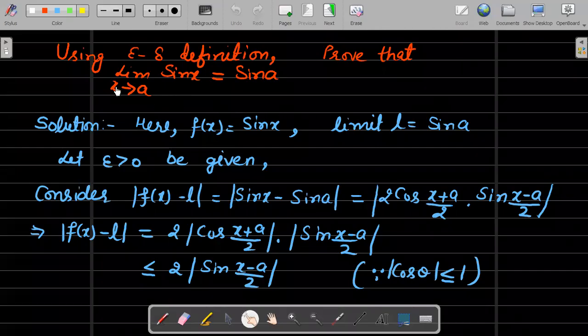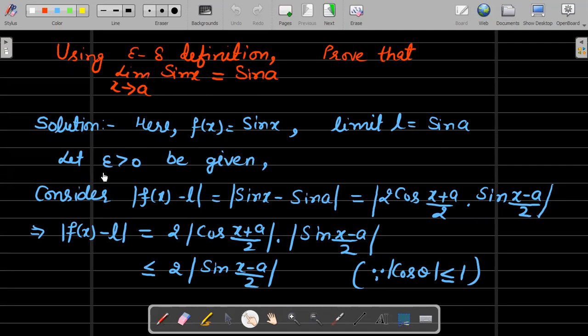Here, our question is: using the epsilon delta definition, prove that the limit as x approaches a of sin x is equal to sin a. So, we have to prove sin x approaches sin a when x approaches a. The solution is: we assume f(x) equals sin x, our limit L is equal to sin a, and x approaches a. We have to prove this using the epsilon delta definition.